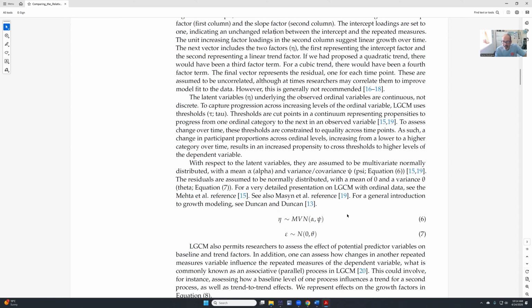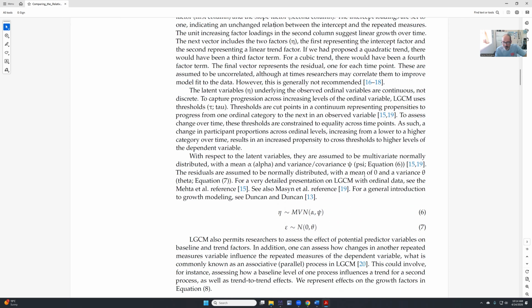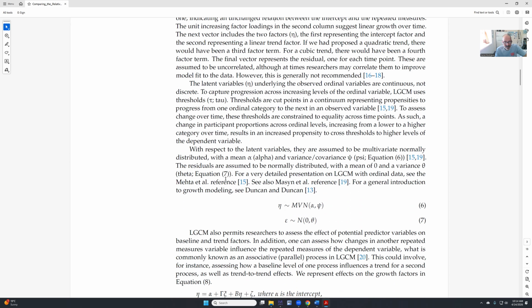So we look at equation 6 right here. So we'll say the eta is multivariate normal, and these are its natural parameters, alpha and psi. Alpha and psi, the mean and the variance covariance. The residuals are assumed to be normally distributed with a mean of 0 and a variance of theta.